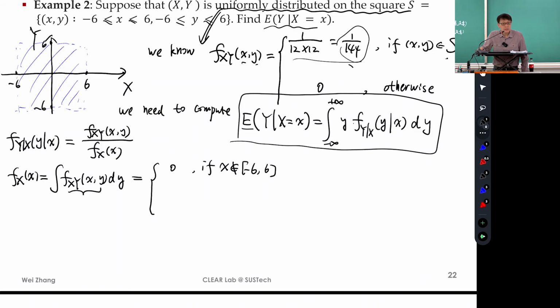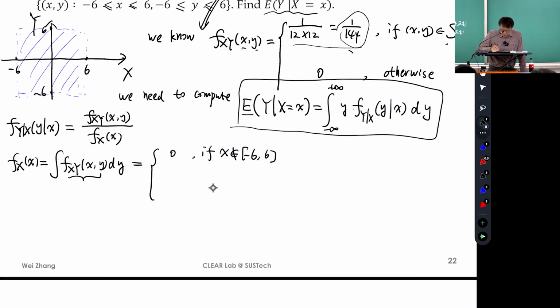Are you fine with this? Of course, the density is 0 outside. Some people can directly write down the formula, but I want you to go through the baby steps so that you know, as if you are a programmer, how to derive things. Now the question is, if x is inside this range, what is the integration? I don't care about y, so y can be arbitrary. From negative infinity to infinity is also fine, but the only place it has value is from negative 6 to 6, 1 divided by 144 dy.